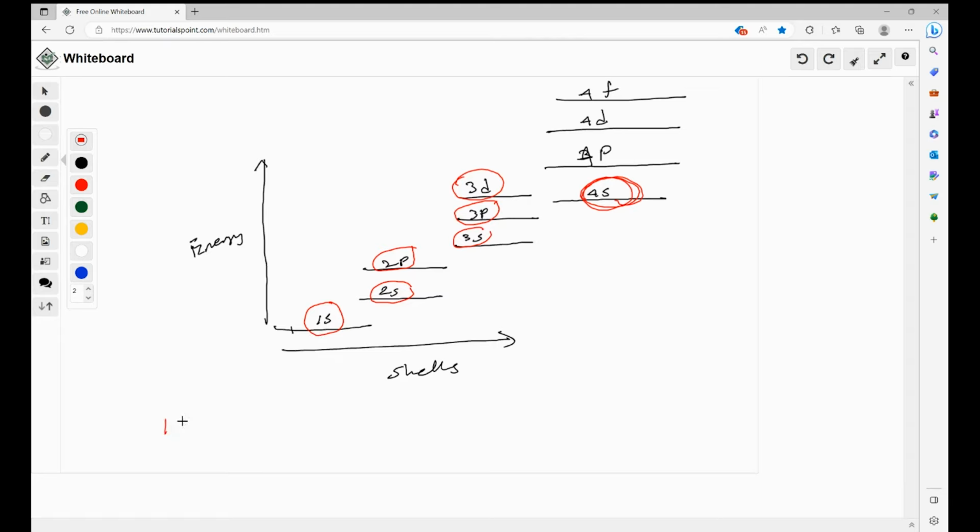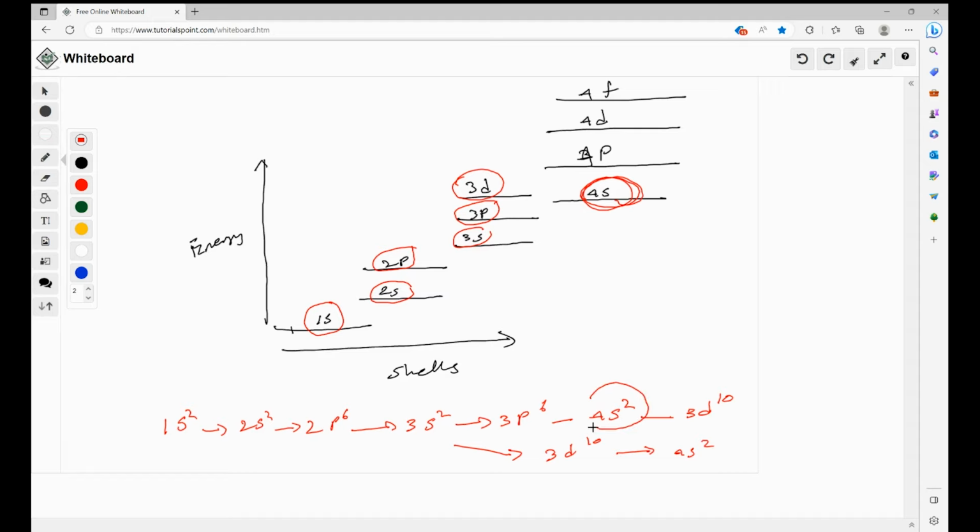First, 1s2 is filled in, then 2s2, 2p6, 3s2, 3p6, then 4s2, 3d10. But for AS and A2, it doesn't matter. You can write it down like this as well: 3d10 and the 4s2. That's acceptable. But remember, first the 4s gets filled in before the 3d. That's the key point to remember. I hope it makes sense.